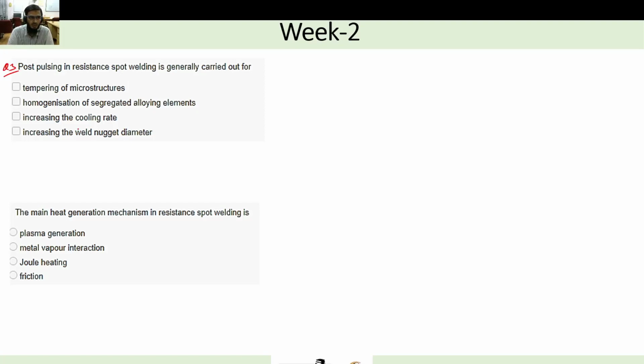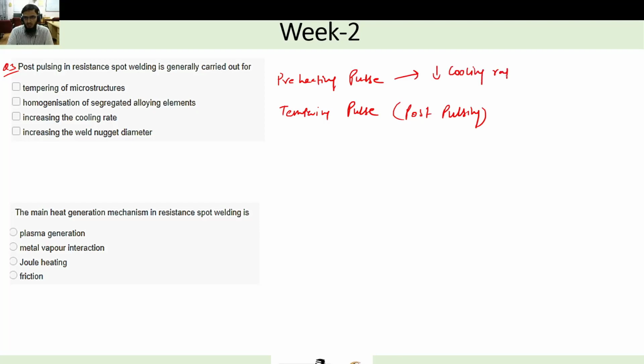Question number 3. Post pulsing in resistance spot welding is generally carried out for. So I told you about the preheating pulse, and then the second one was the tempering pulse. It is also called post pulsing. The purpose of the preheating pulse was to reduce the cooling rate. So here in this problem it is asking about the tempering pulse or post pulsing. What is the purpose of post pulsing?